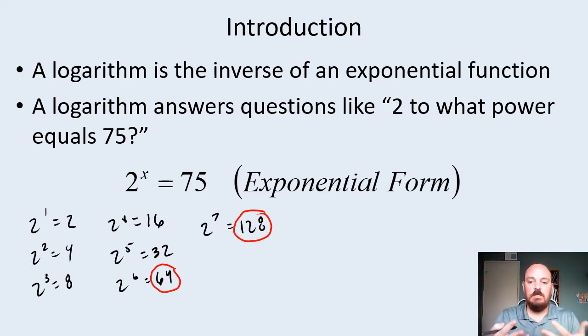Now a logarithm can answer that question very accurately. It can tell you, to as many decimal places as you need, what that exponent needs to be, 6 point what, in order for 2 to that power to equal 75.